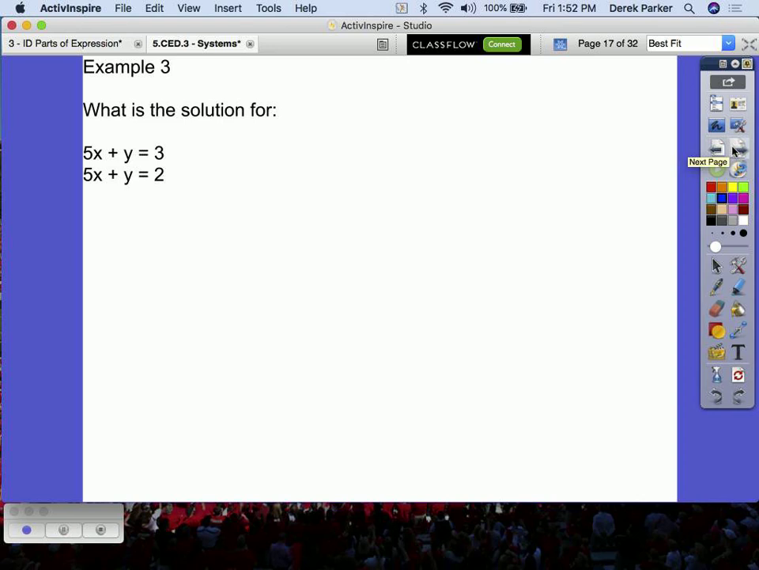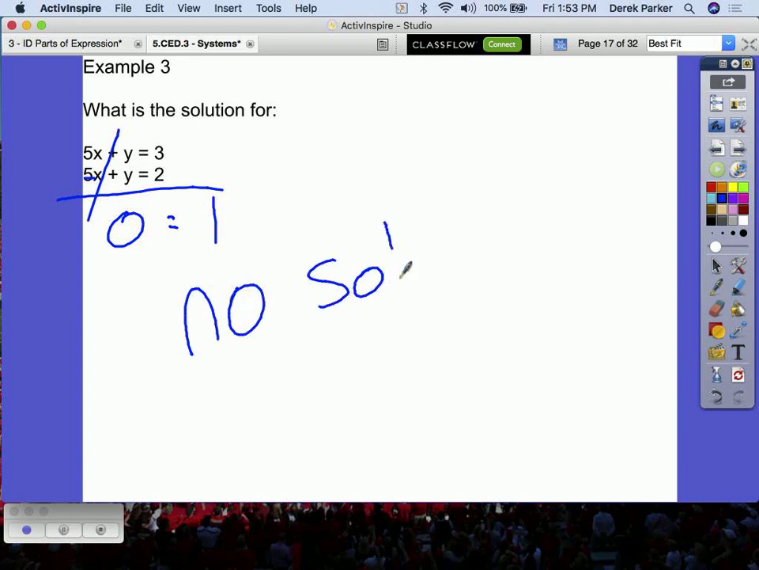Now here's example 3. This will be my last one for elimination. I'm going to get rid of the y's. I can do this by subtraction. Guess what? Everything cancels out, and I have 0 equals 1. If the variables cancel out and both sides are not equivalent, that means no solution.